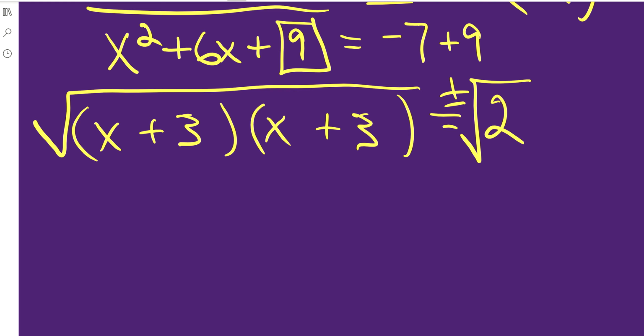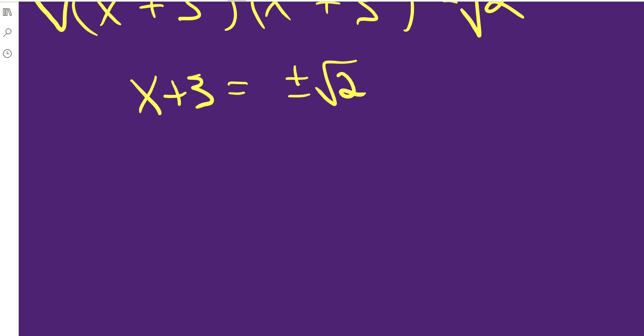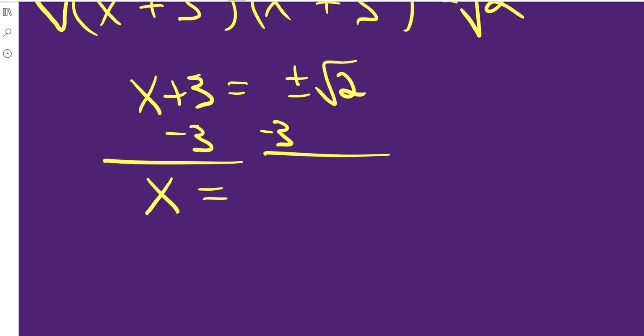So the left side is going to end up being x plus 3. The square root of x plus 3 times x plus 3 is x plus 3. And that's going to equal plus or minus square root of 2. And now all I have to do is subtract 3. So x is going to equal -3 plus or minus root 2. And that looks like a bingo. Done.